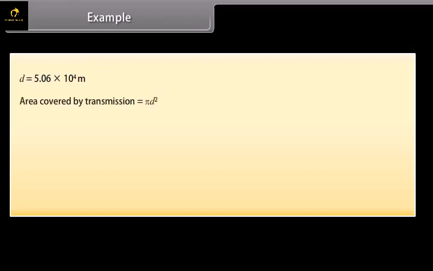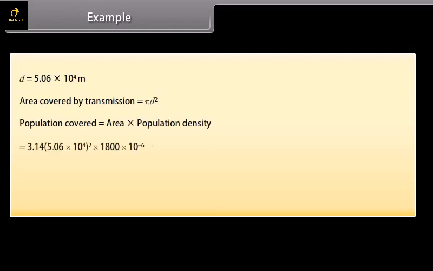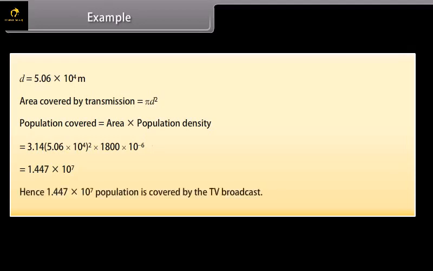Area covered by transmission is equal to pi d square. Population covered is equal to area times population density. Now put the values and calculate. We get the value 1.447 times 10 raised to the power 7. Hence 1.447 times 10 raised to the power 7 population is covered by the TV broadcast.